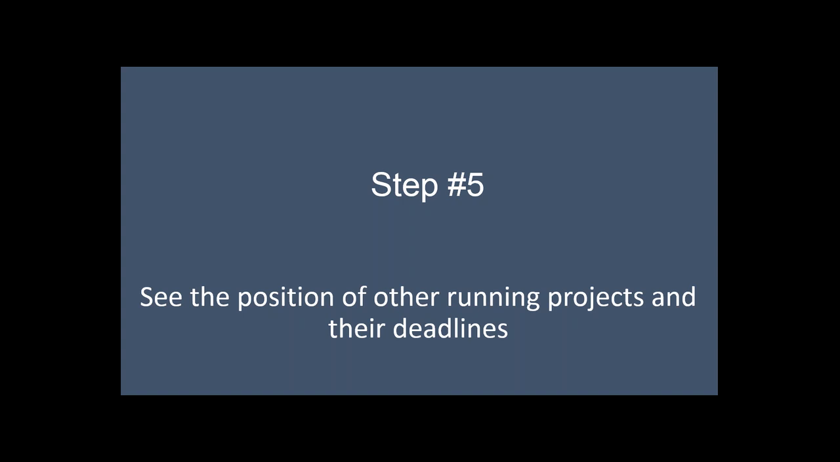Then step number 5, see the position of other running projects and their deadlines. It generally happens with me that at times I'm working on 4 or 5 projects and I have different deadlines in a span of a week or 2. Then I have to juggle between all these priorities. So before giving a time commitment or deadline, you have to see what is the status of your current running projects.